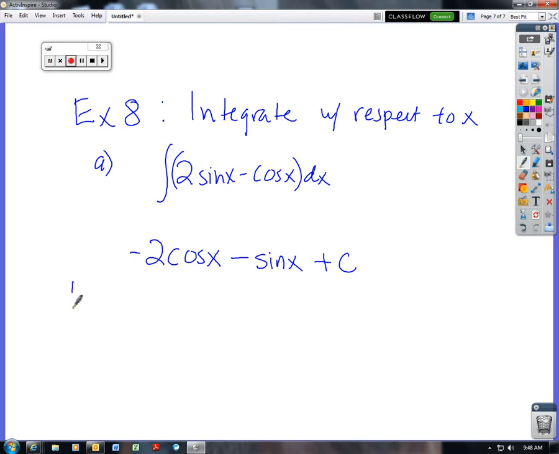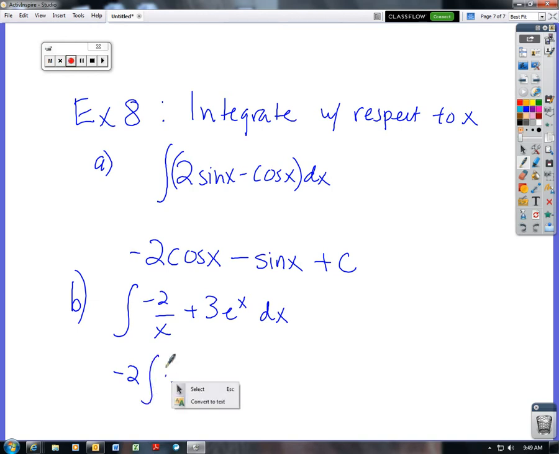Letter B, I'll squish it on this page. We've got the integral. It doesn't say the integral, but they're asking us to integrate, so I'll go ahead and put it in the correct notation. And this first one, you might notice that it's essentially saying negative 2. What I'm going to do is pull out the negative 2. I'm going to rewrite this integral a little bit. I'm going to pull out the negative 2 and rewrite it as integral of 1 over x dx.